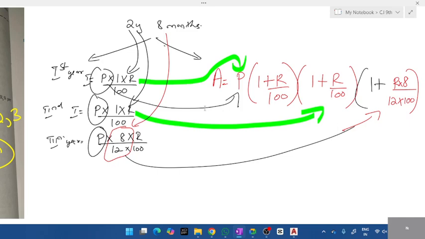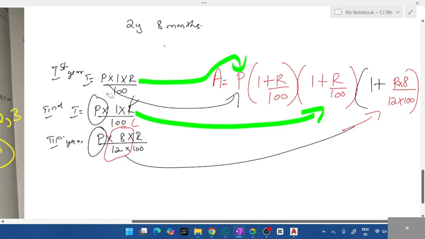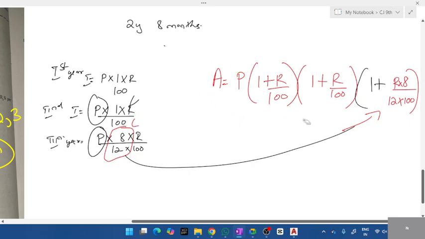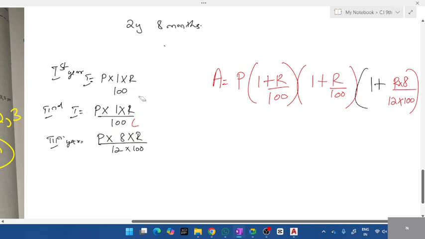Only if you know this concept, you'll be able to solve. If not, you'll definitely get confused. Write it down, students. Better make a note of this. So with formula and without formula, the concept is the same. Year by year, or you calculate once for all, writing them next to each other. Multiplication.